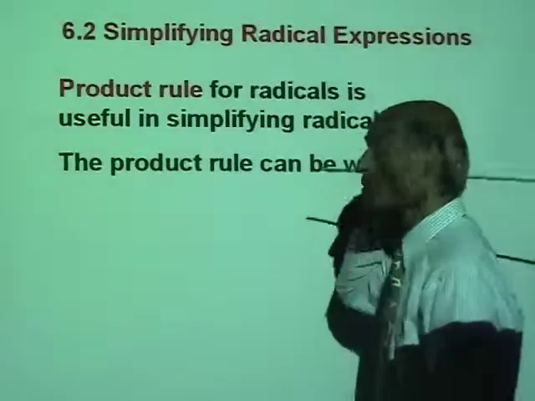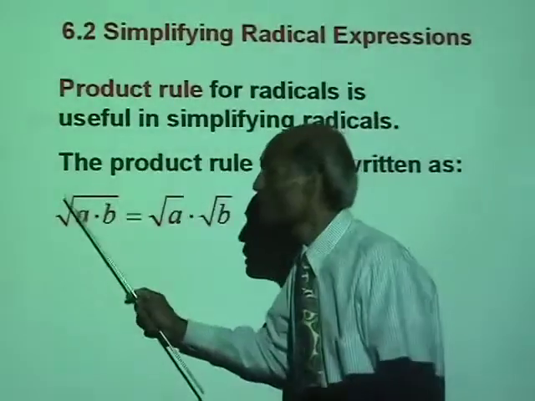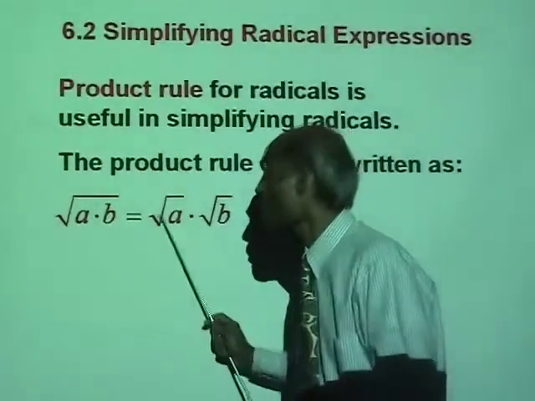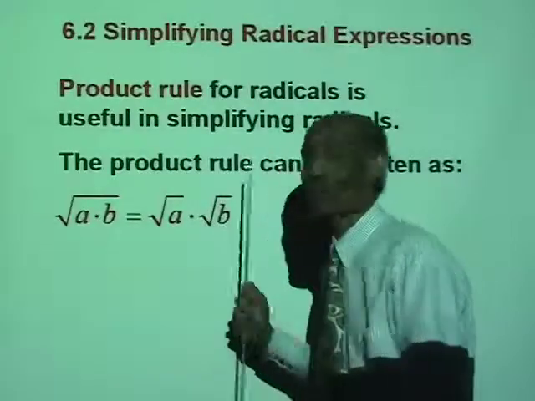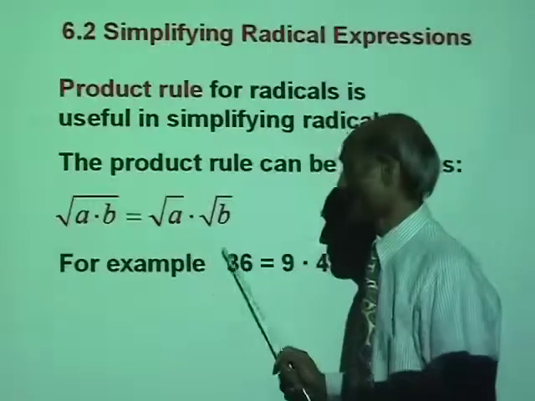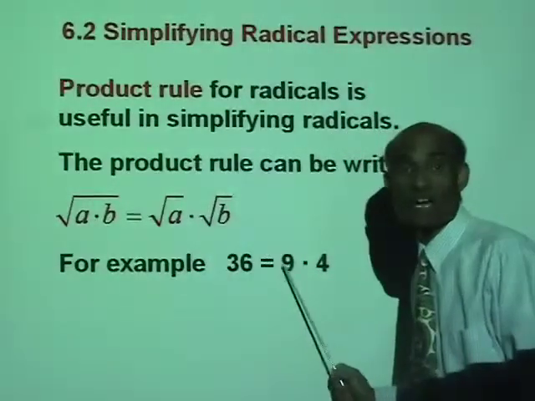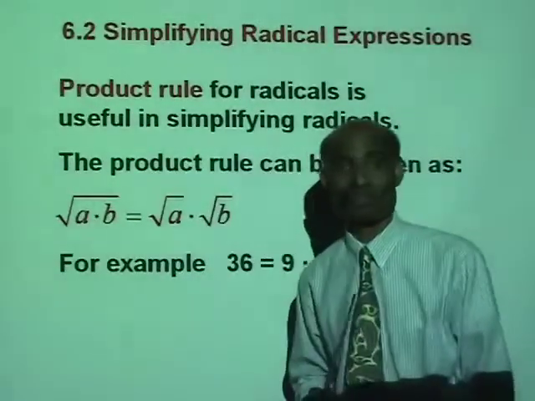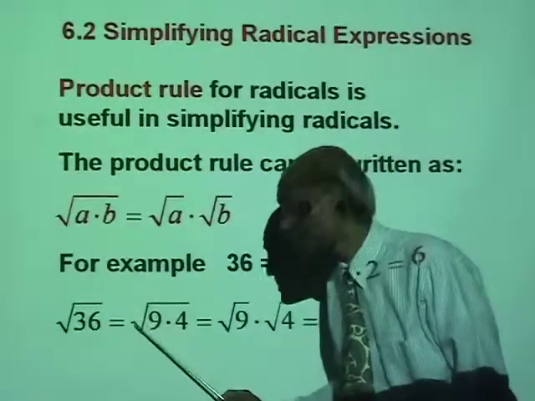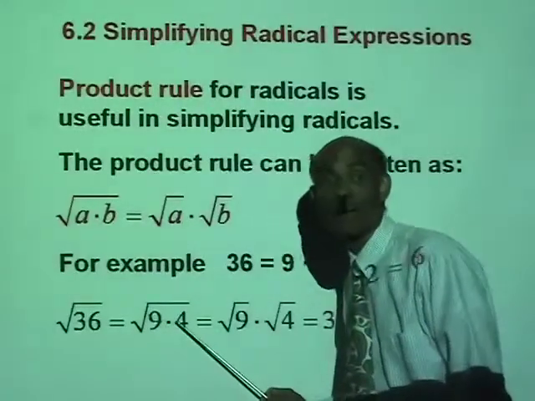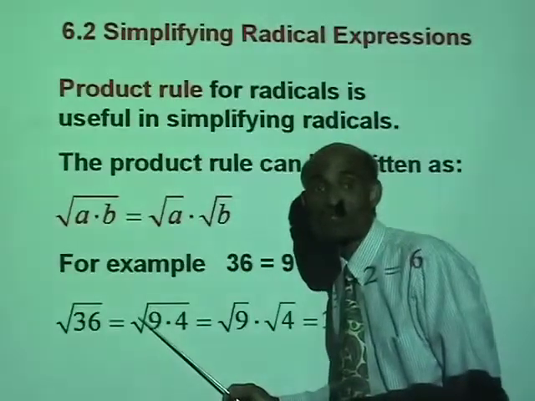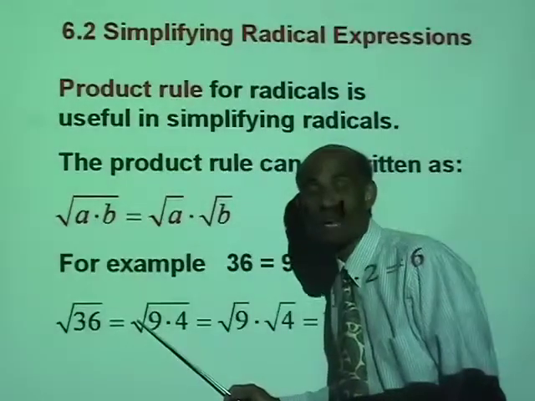Now, the product rule for radicals can be written as square root of a times b equal to square root a times square root b. A simple rule. Now, for example, 36 can be written as 9 times 4. So, square root of 36 is the same as square root of 9 times 4. We can now use the product rule here. Can you use the product rule and tell me how to write it?